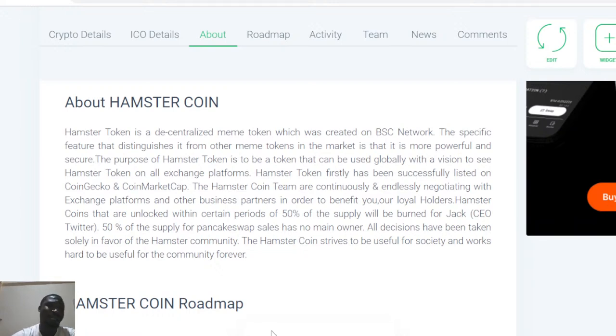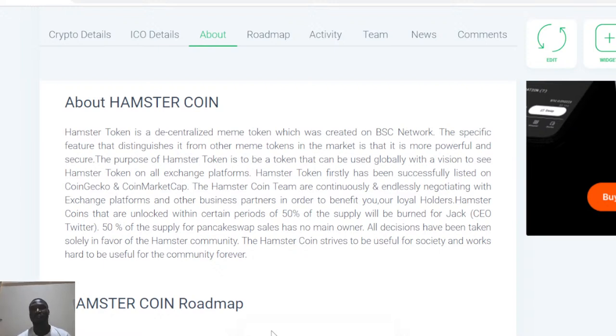Based on what we have here, we can see that it is a decentralized meme token that was created on the BSC network. Now, the specific feature that distinguishes it from other meme tokens is that it has more power and is also very secure. Now, I would like to explain this. It's a meme token, but it's unlike other meme tokens.